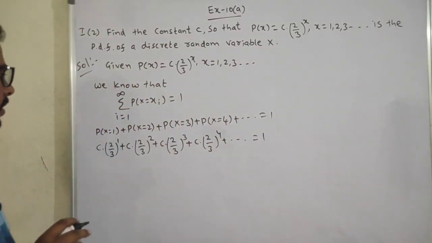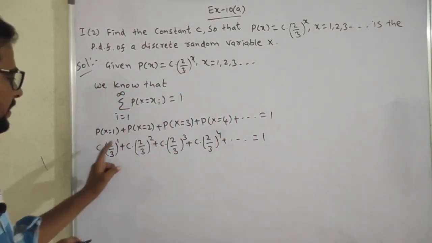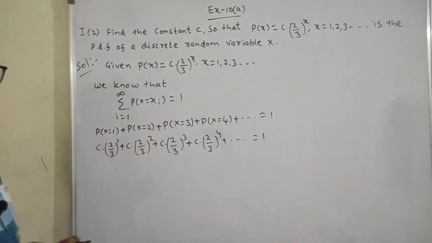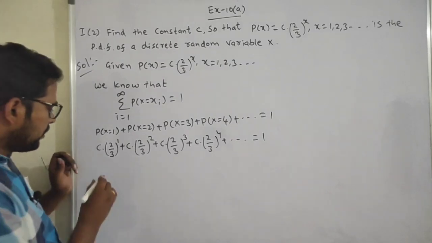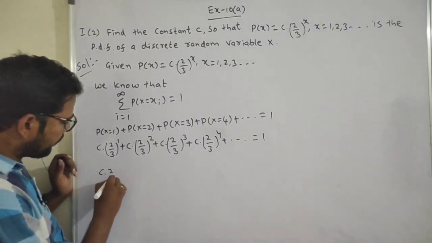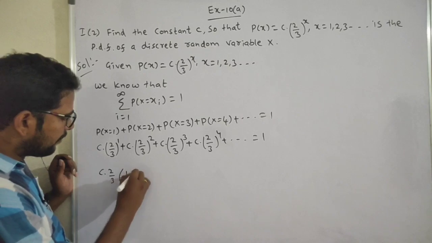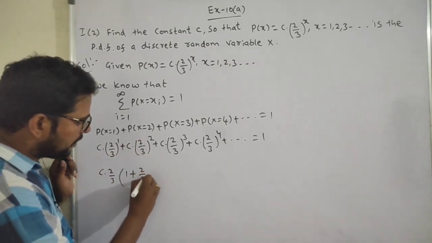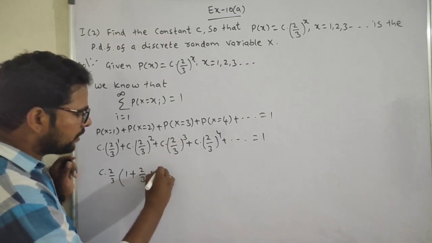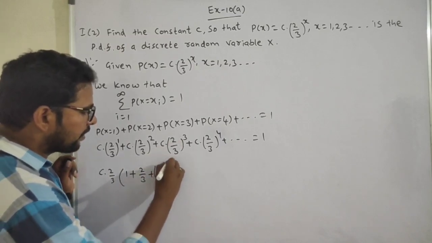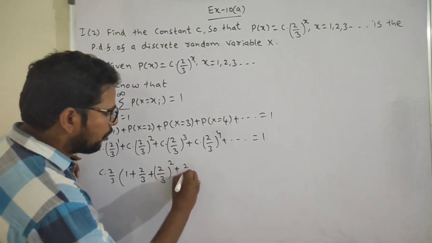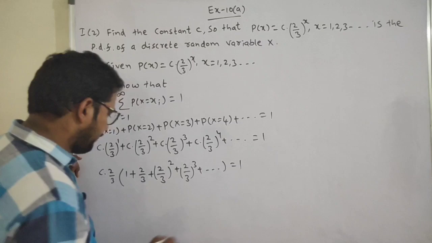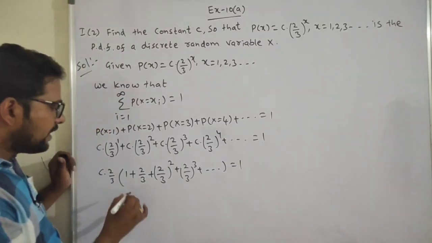So what is the common factor? See, c is common, and again what is common? 2 by 3 is common. So take out c into 2 by 3 as common. What remains here? Here 1 remains, plus here we are taking 2 by 3 common, so another 2 by 3 remains, plus (2 by 3) whole square, plus (2 by 3) whole power 3, plus and so on is equal to 1. So it is an infinite series.